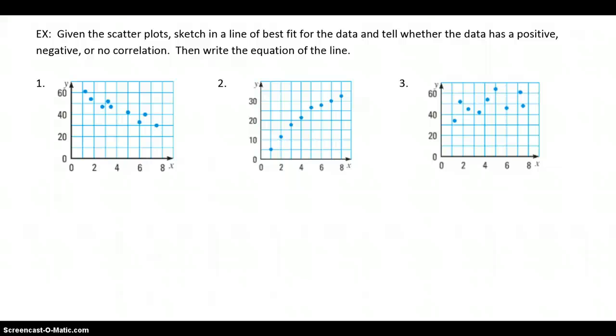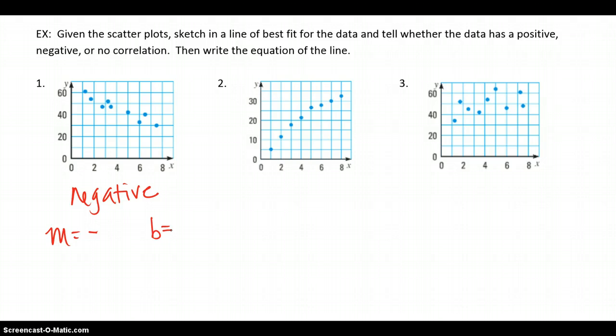And so for number one, if we just look at that data, will it have a positive, negative, or no correlation? It's going to have a negative correlation because from left to right, the data is going down. That is also going to be represented in the slope of the line that we write. Okay, the equation of the line is going to have a negative slope. So M is going to be negative, and then we're going to have a B. But before we can find what the slope is and what the y-intercept is, we have to draw a line of best fit.